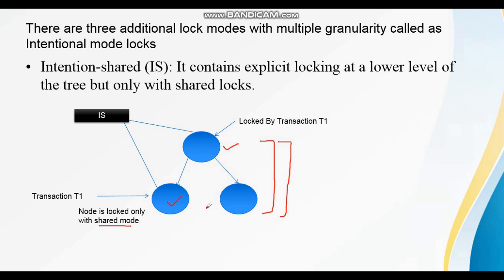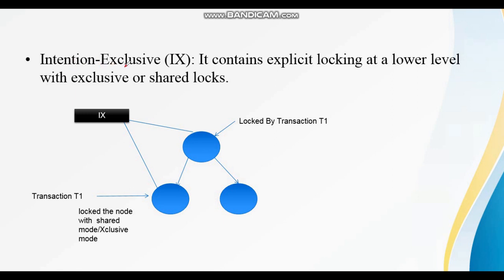Now, let's see the next intention mode lock. So here you can see intention exclusive, represented as IX. It contains explicit locking at a lower level with exclusive or shared locks. If this particular node is locked by a certain transaction, then by rule the lower level must also be locked by that particular transaction. But because of the intention mode lock, the descendants, the lower nodes of the tree, can be locked by the same transaction or any other transaction with shared mode or exclusive mode. That's why it is said to be intention exclusive. Any other transaction can lock this node by shared mode or exclusive mode. So this is the intention exclusive concept.